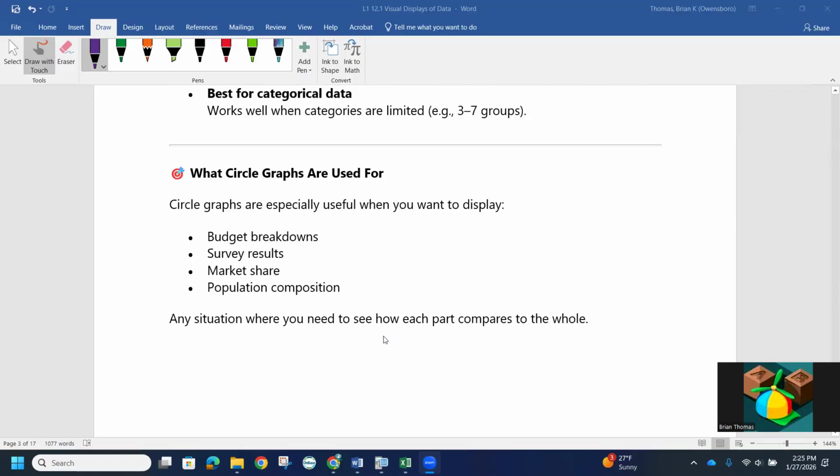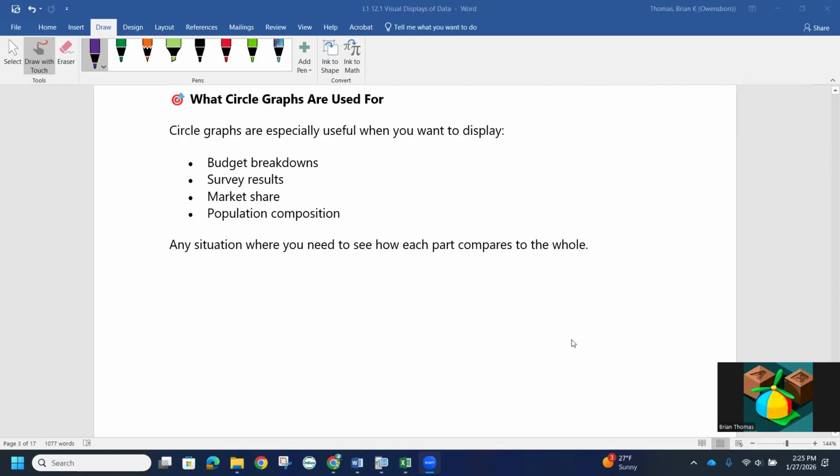Again, a circle graph is especially used when you want to display budget breakdowns, survey results, market share, population composition. Those are some big ones. Budget, survey, market, like stock market, we pick up on. Population composition is a little bit more, what are they talking about with the composition of the population? Because there's different ways to break up a population. That one would have to be explained in a little bit more detail. Any situation where you need to see how each part compares to the whole is a great idea.